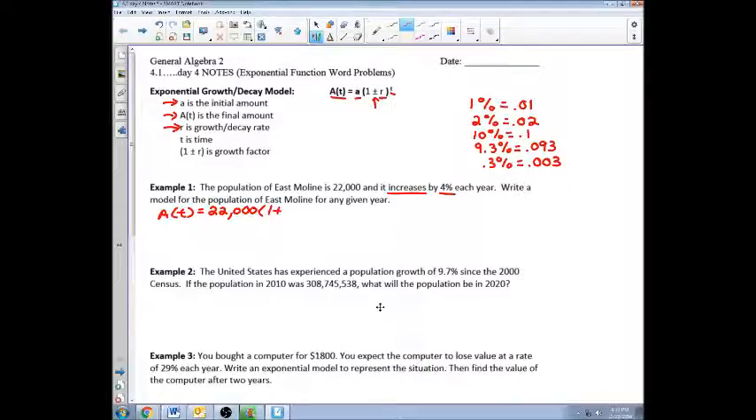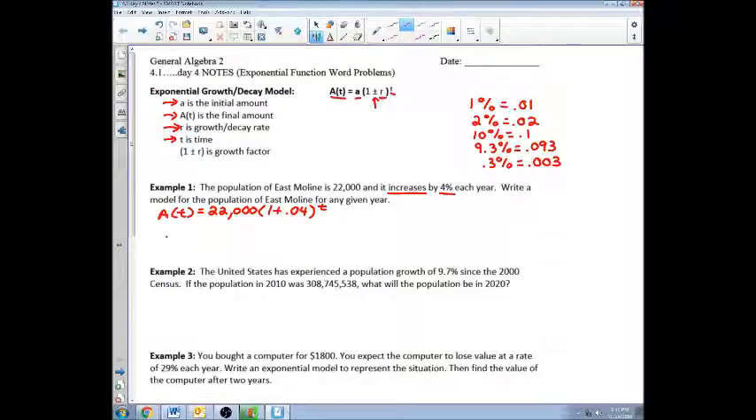I have 4%. How would I write 4% as a decimal? 0.04. And then it says write a model. Well, this is a model. The only thing that's missing at this point is our t. And it did not give us a year that we need to worry about. It says in any given year. So we're going to raise to the power of t. We don't know how many years it wants, so we're just going to raise to the power of t.